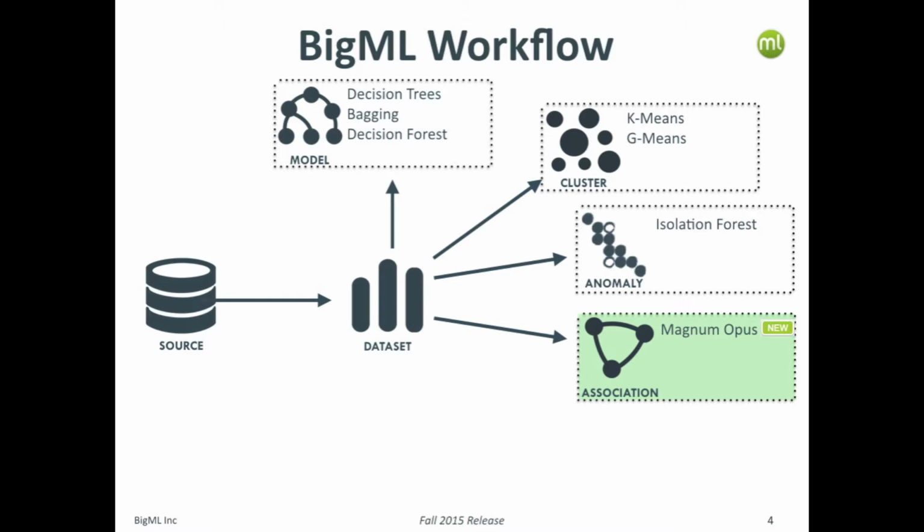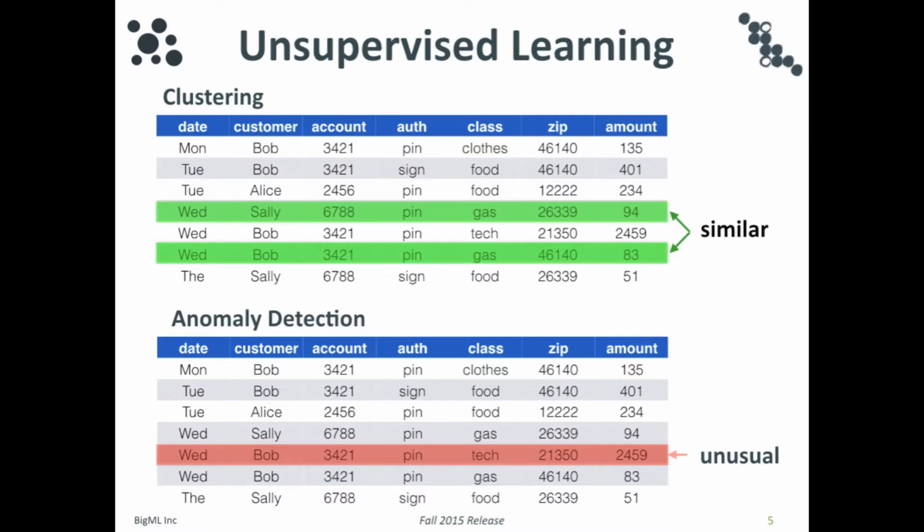Our new association discovery algorithm is also unsupervised learning. So how is it different from clustering and anomaly detection? Let's take an example with some fake transactional data. Here we have some customers and account numbers and purchases that are being made. Perhaps this is credit card data.